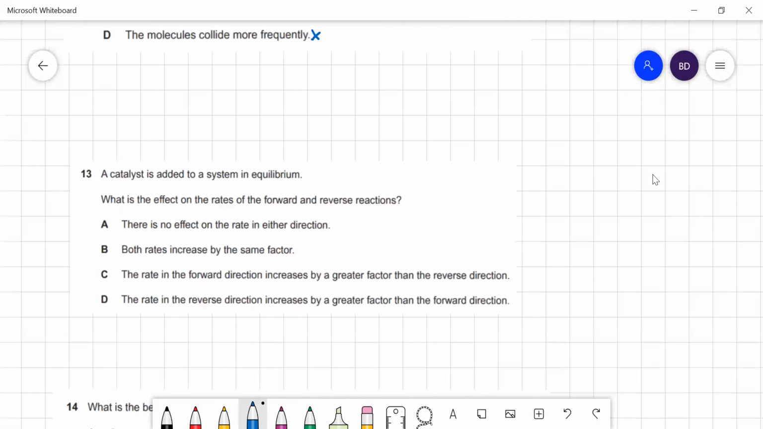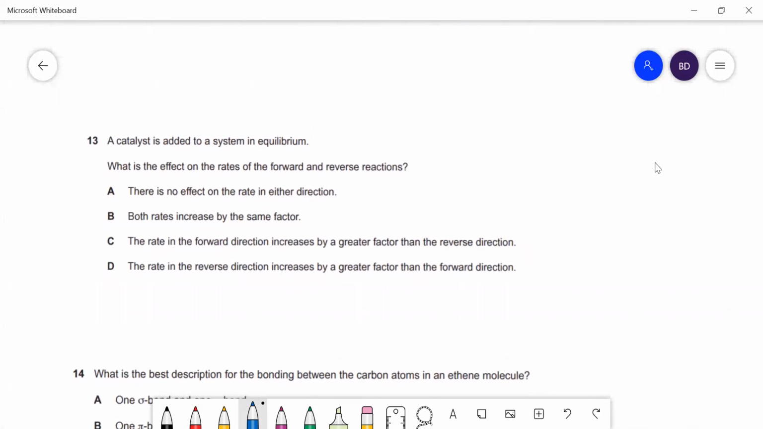Right. A catalyst is added to a system at equilibrium. What is the effect on the rates of the forward and the reverse reactions? Well, of course, it will speed up both by the same amount. So that one is wrong. B is correct. The rate of the forward reaction doesn't increase from one, and these two are obviously the opposites, but they're both wrong. Okay, B is the answer there.